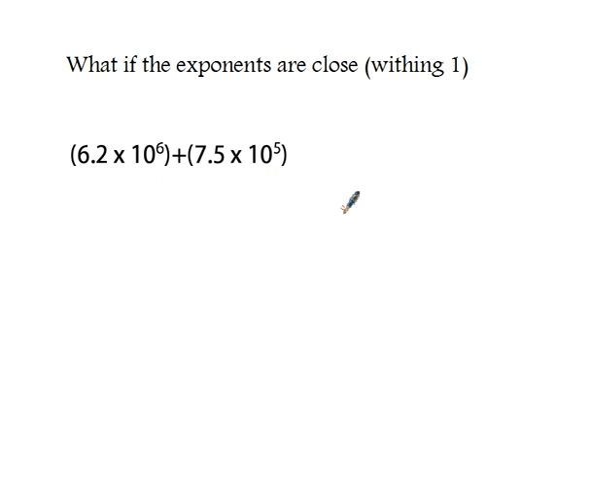Now what I'm going to want to do is make it so both of these are either 10 to the 6th or 10 to the 5th. I find it easier if I take my smaller exponent and make it larger. So I need to change this 10 to the 5th power to a 10 to the 6th power. Now over here I made it larger. So to balance it out, I need to make this smaller. So 7.5 becomes 0.75. And this one stays the same.